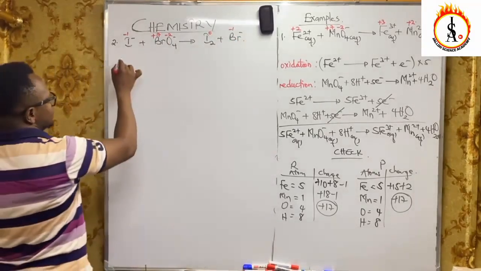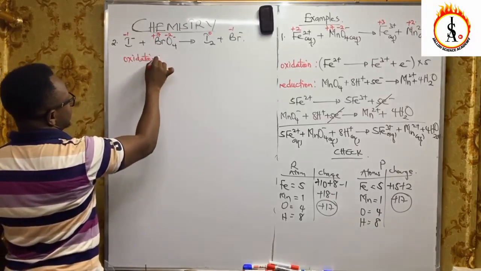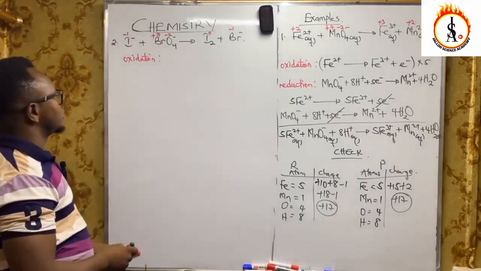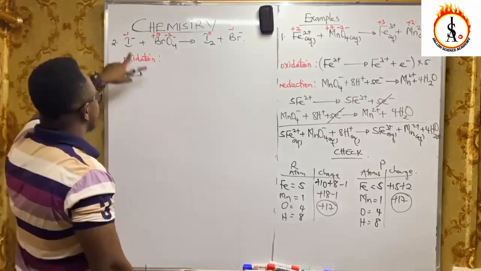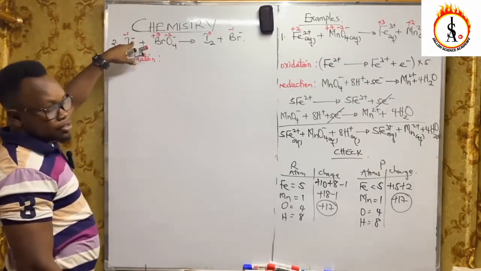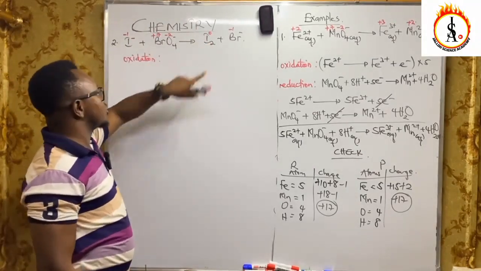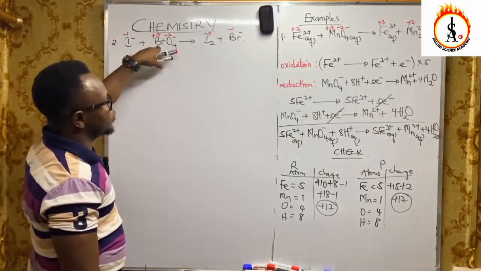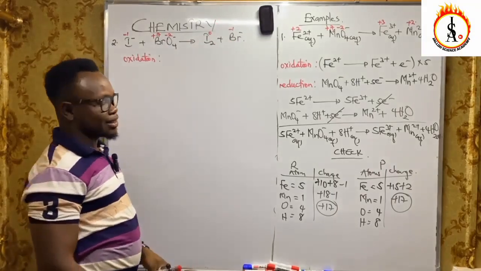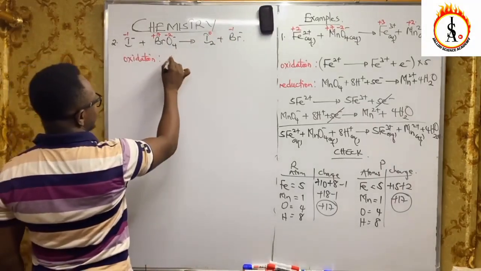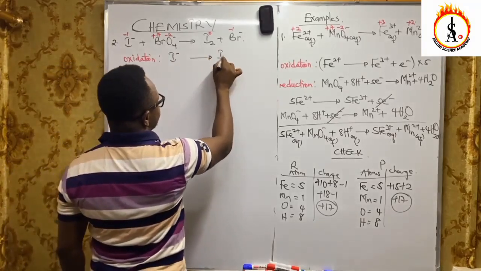So we write down the species that has undergone oxidation by writing the oxidation half equation. So the oxidation half here, we identify the species that have oxidized. Iodide ion has oxidized into the iodine molecule by increasing in charge, whereas the bromine here has reduced into the bromide ion by decreasing in charge. So we say here I minus has become I2.